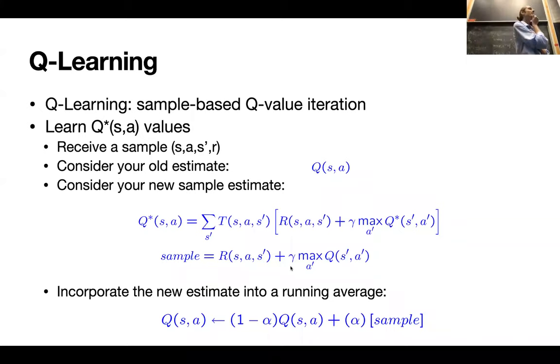Can somebody explain why Q learning is preferable over value learning? So why do we want to learn over Q states rather than over value states?